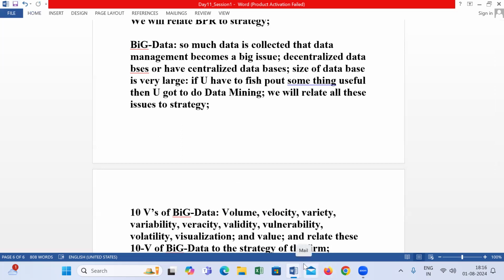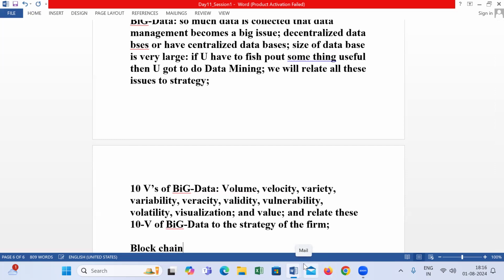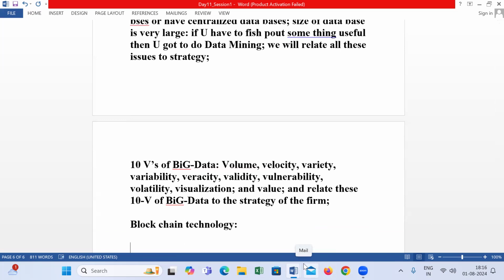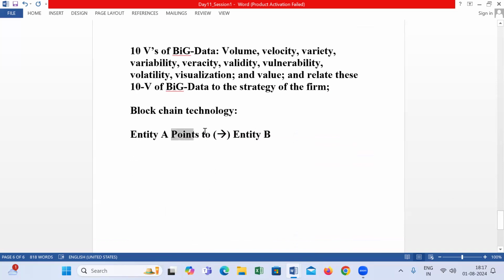Now, next comes the blockchain technology. Here, what they do is, for example, there is the entity A. It points to entity B. So this points to can be demonstrated by a pointer. It points to entity B. And then this entity B may point to entity Z.